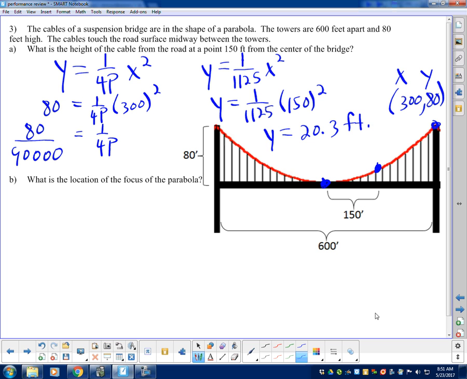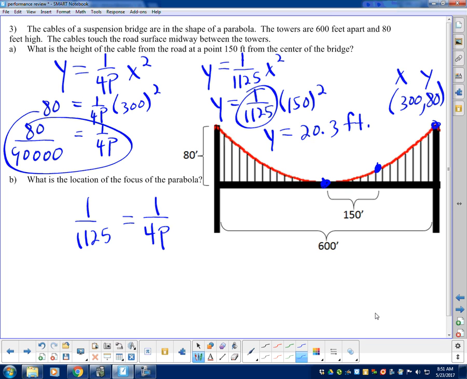That's it. And then here, we've already found this relationship here. So I need to find P, the distance the focus is away from the origin. So I remember that 80 over 90,000 is equivalent to 1 over 1125. So I have 1 over 1125 equals 1 over 4P. So obviously the ones are equal, so I can just set the bottoms equal. 1125 equals 4P.